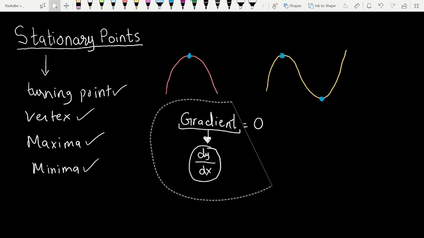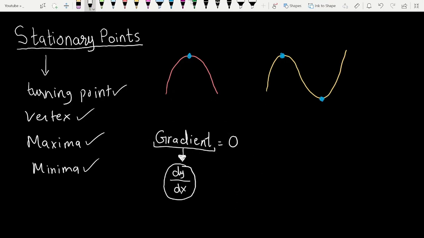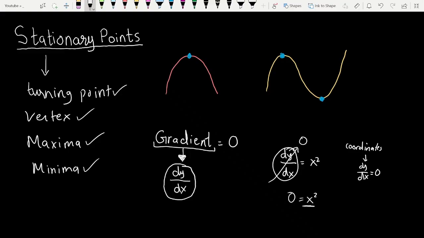The way you would do that is by having an equation for the gradient. So let's say you have a gradient for the equation, which is dy by dx equals, let's say, x squared. If you want to find the coordinates of the stationary point, you know that dy by dx is equal to zero at the stationary point. So you can put this equal to zero, and then solve it for x. When you solve it, your x is going to be zero.